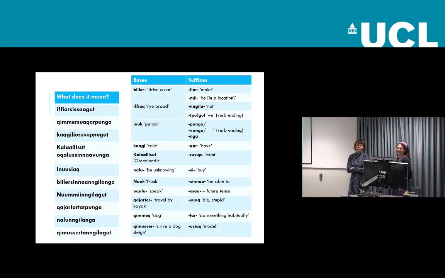Just a cake. Yeah, so there's no suak, but you could do that. You could say kagi sua lior supugut, and then it would be I want to make a big cake. So kagi is cake, lior is make, rusup is want, and then pugut is another variant of the suffix again. Well done. Excellent.